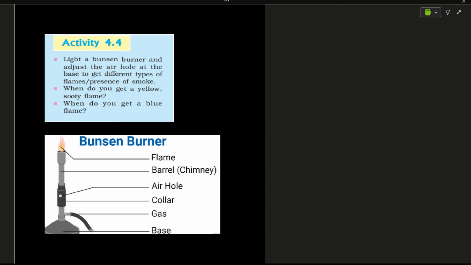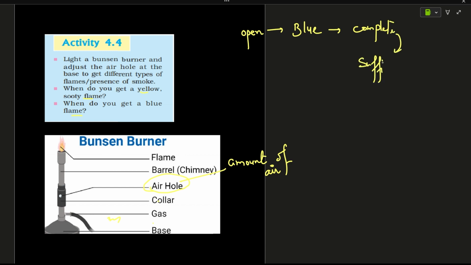Light a Bunsen burner and adjust the air hole at the base to get different types of flames and the presence of smoke. When do you get a yellow sooty flame? When do you get a blue flame? So this is a Bunsen burner. Here you can see that there is an air hole. This air hole can be adjusted to increase or decrease the amount of air entering the burner. When you completely open this air hole, the flame will be blue in color. And what does it show? It shows that there is complete combustion of the fuel because there is a sufficient supply of air.